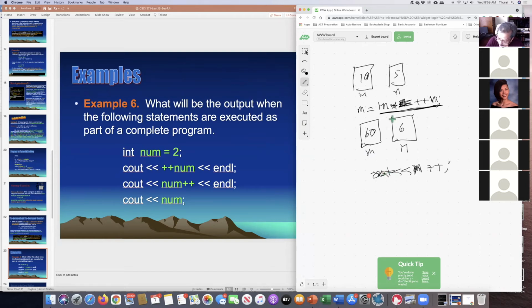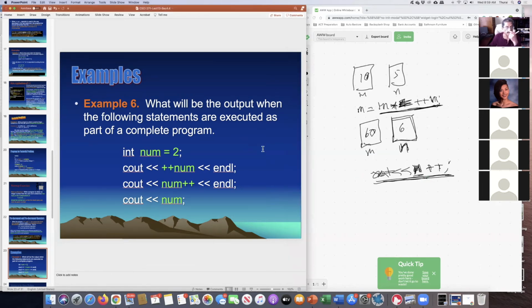Let's say N has 6 right now. N has 6. So this will print what? 6 or 7? 6. 6, and then N will change to 7. So in any expression, including cout, if you have a variable with a plus plus behind it, then plus plus behind means use the current variable in the current expression, which means it'll print out the 6 and then increment N to 7.